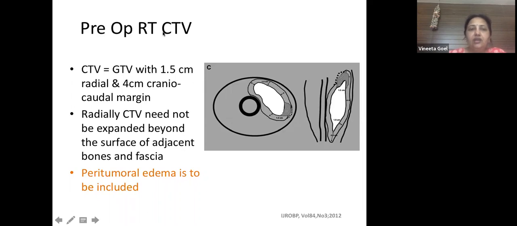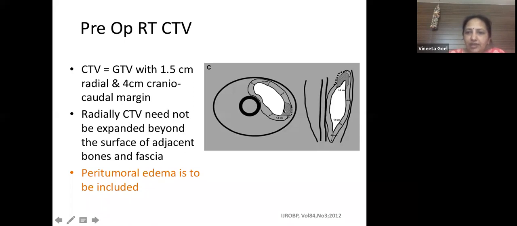identifying the CTV. For preoperative radiation therapy, they have recommended that the CTV should include the GTV, gross tumor volume, with a 1.5 centimeter radial margin and a 4 centimeter craniocaudal margin. Radially, this white part is showing the gross tumor volume. This gray area is showing the edema, and this line is showing the CTV. This is representing the bone, so radially, the CTV need not be extended beyond the fascia that you can identify, and it may not ride over the bone.